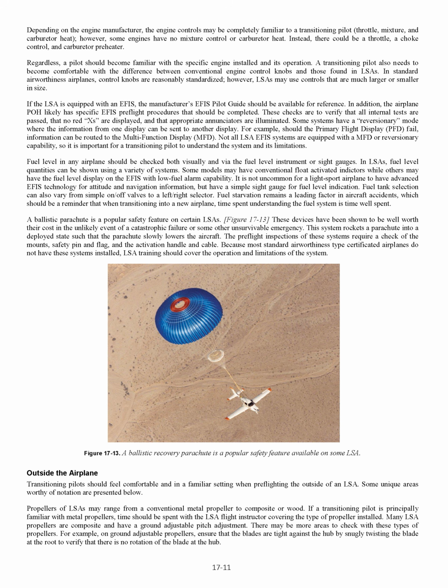Fuel level in any airplane should be checked both visually and via the fuel level instrument or sight gauges. In LSAs, fuel level quantities can be shown using a variety of systems. Some models may have conventional float-activated indicators while others may have the fuel level display on the FEs with low fuel alarm capability. It is not uncommon for a light sport airplane to have advanced FEs technology for attitude and navigation information, but have a simple sight gauge for fuel level indication.